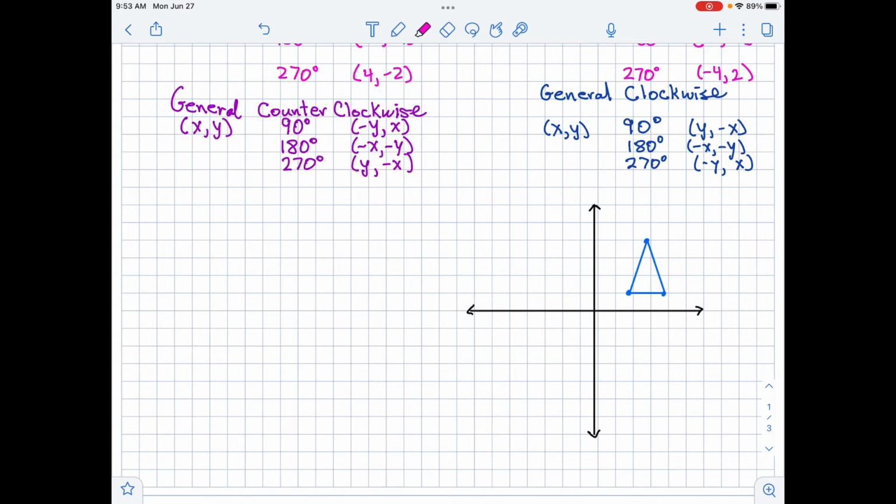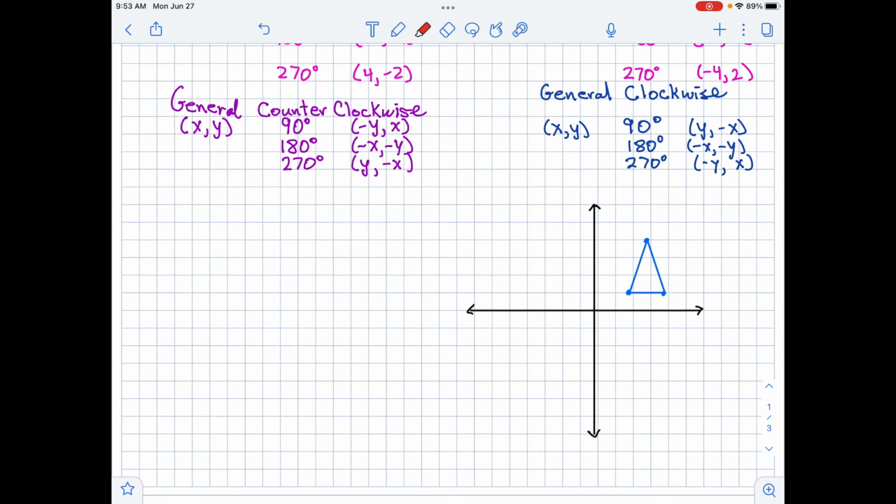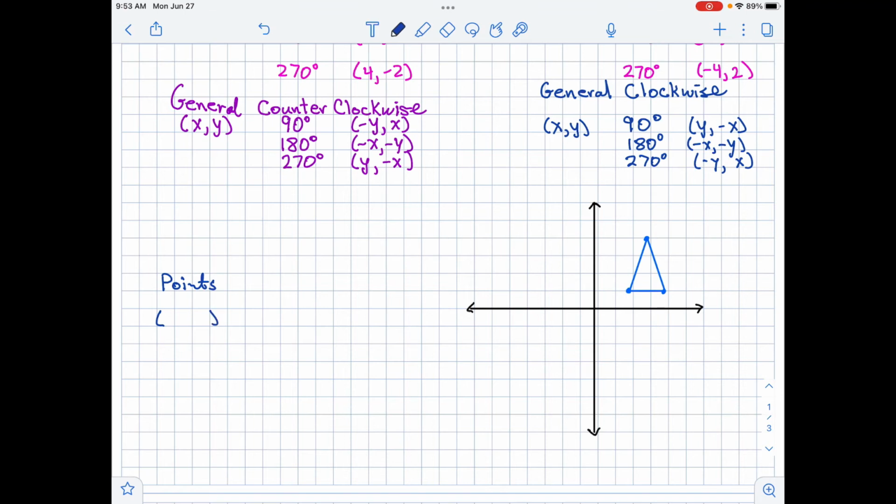Now, I've got these points. So let's look at the points from this triangle. Okay, so we've got the points, and let me just write them here. I've got the point 2, 1. I've got the point, let's see here, 1, 2, 3, 4, 1.